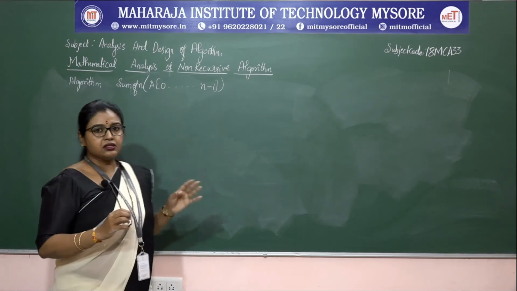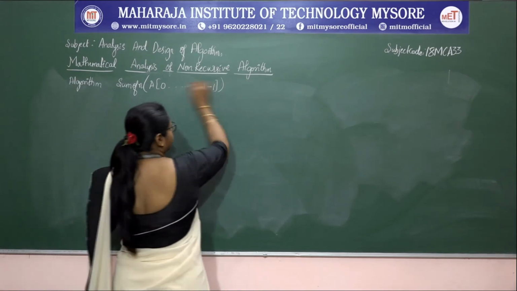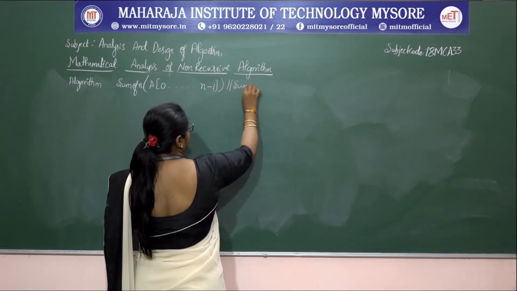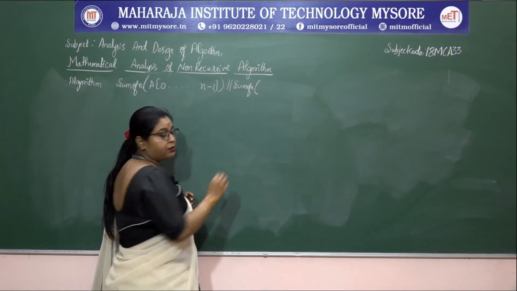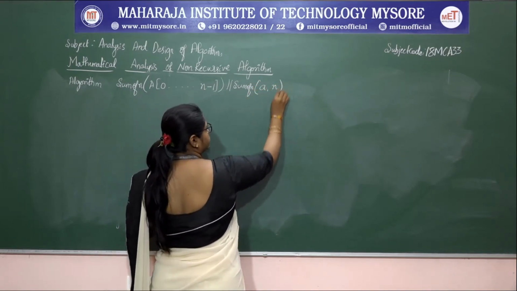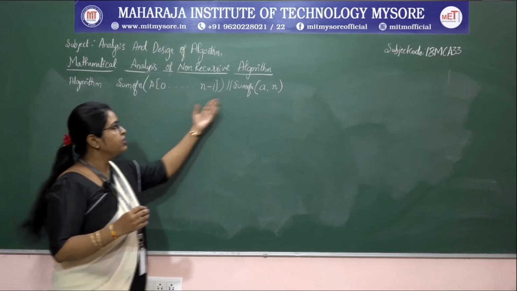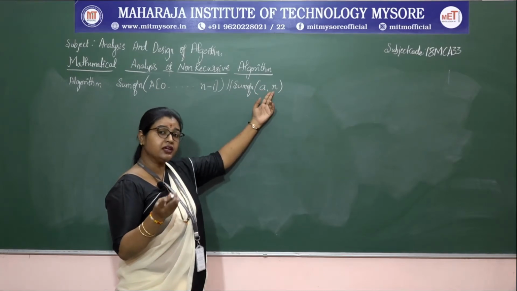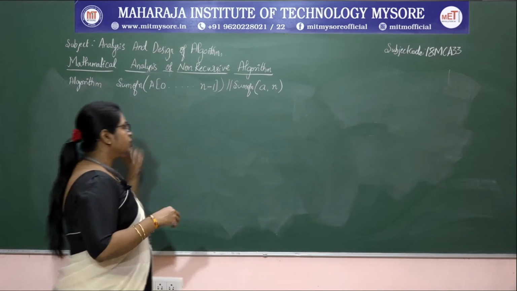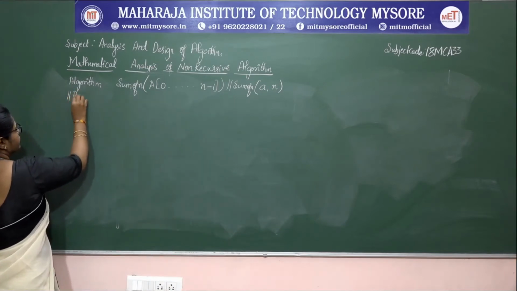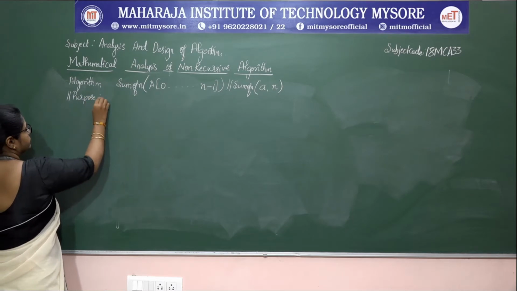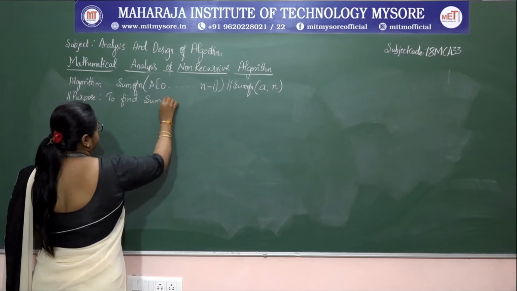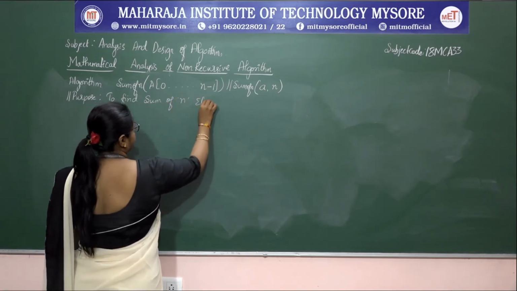So this is the sum of n numbers. The parameters can also be written like this: sum of n, the parameters represented as the array of n numbers. Anything you can write. So I am passing two parameters. One is the array consisting of how many elements? N numbers. Now the purpose of this algorithm is to find the sum of n elements.